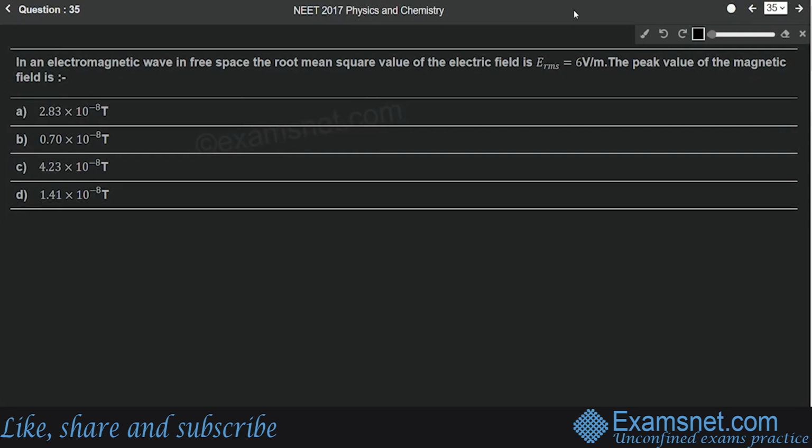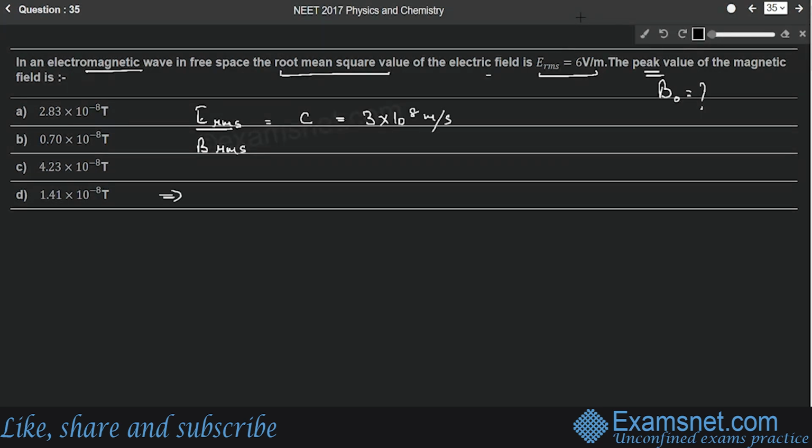Now question number 35 is related to electromagnetic theory, and the question is, in an electromagnetic wave in free space, the root mean square value of the electric field, that is E_RMS, is 6 volt per meter. The peak value of the magnetic field is, okay, peak value, that means B naught, we have to find. Now we know that the ratio of the RMS value of electric field to that of magnetic field, that means E_RMS by B_RMS, is equal to C, that is the speed of light, which is 3 into 10 to the power 8 meter per second, right?